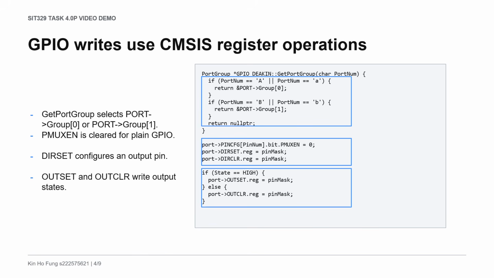Dir set makes a pin an output, and dir clear makes a pin an input. The third highlighted section shows output writing. outSet turns selected output bits on, and outClear turns selected output bits off. This satisfies the register-level GPIO requirement while keeping the main application code easier to read.